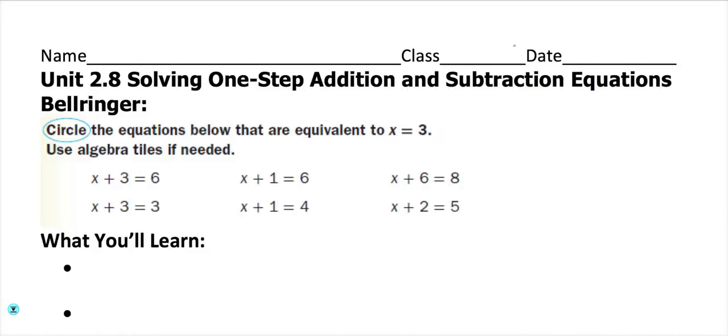And let's take a look at the bell ringer. It says circle the equations below that are equivalent to x equals 3. If you haven't already done that, go ahead and pause it and do that real quick. Okay, let's take a look. On this one, if I have x plus 3 equals 6, I ask myself, when x is 3, plug it in. So 3 plus 3 is 6. So yes, that one works.